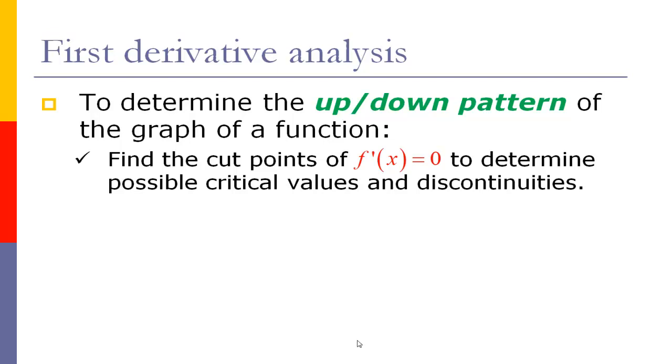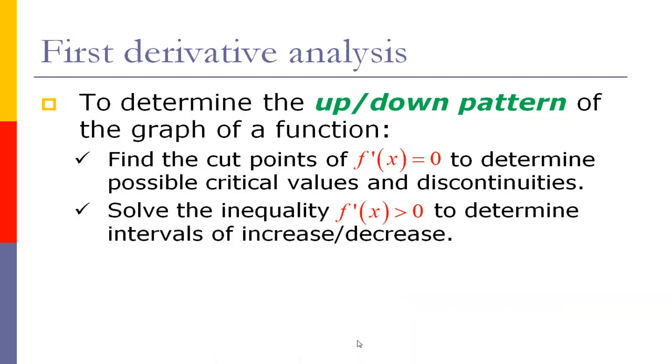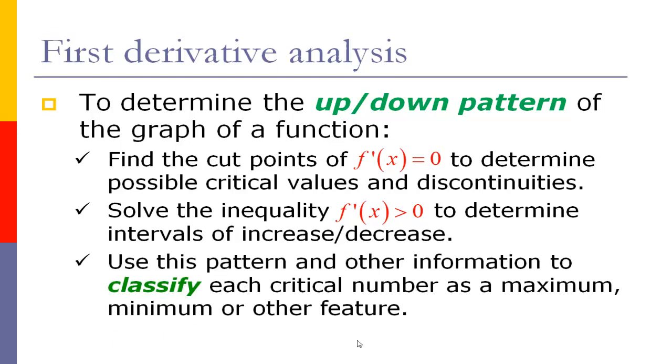So we find the cut points, and that tells us where possibly we can have critical values and/or discontinuities. Then what we're going to do is solve the inequality f prime greater than 0. This is going to tell us in the remaining part of the graph, so once we have identified where the derivative is 0 or undefined, in between those values is the function going up or down. So that leaves us one last thing to do, and it is to use this pattern and any other information that we have about the function, information about continuity, asymptotes, limits, and so on, to classify each critical number as being a maximum, a minimum, or something else. So this is the first derivative analysis.